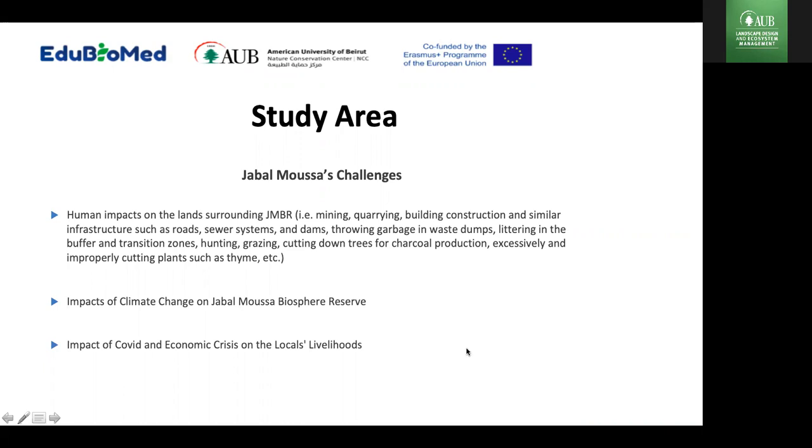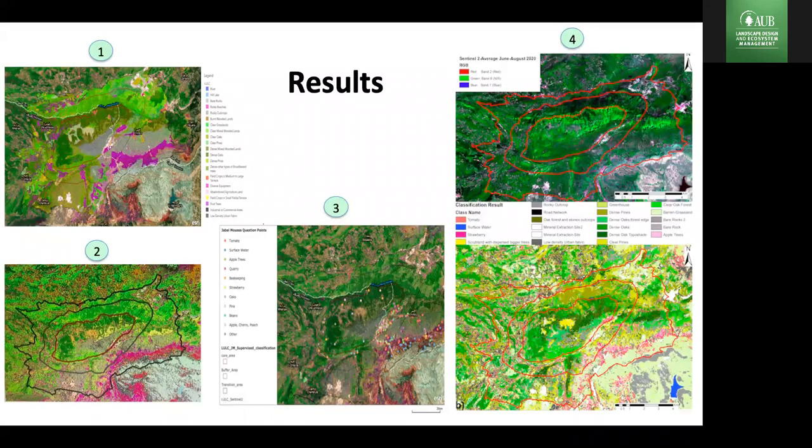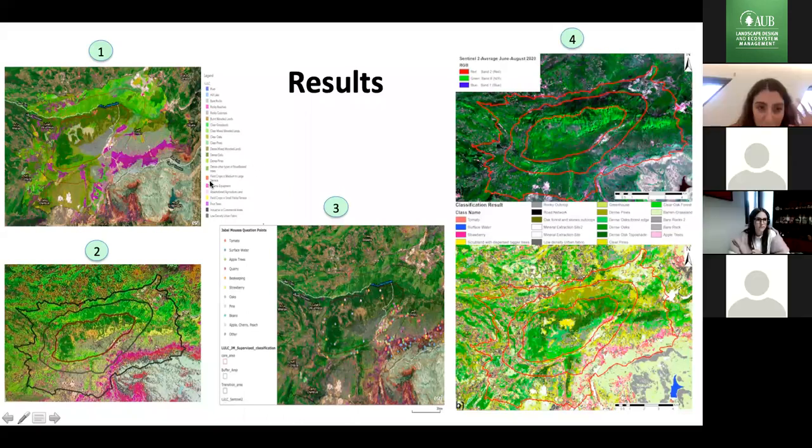So basically, these were the maps that I was able to generate. The first one was acquired from the land use land cover, from the Lebanon CNRS. And the second one was the one I generated using ArcGIS with no fieldwork verification. The third one is where the different stakeholders pinpointed the different locations of different ecosystem services. And the fourth one is the overlay of 1, 2, 3. So the fourth one is the final map.